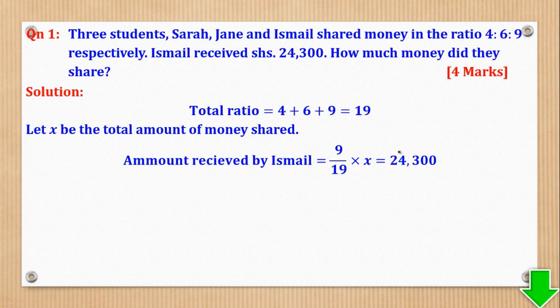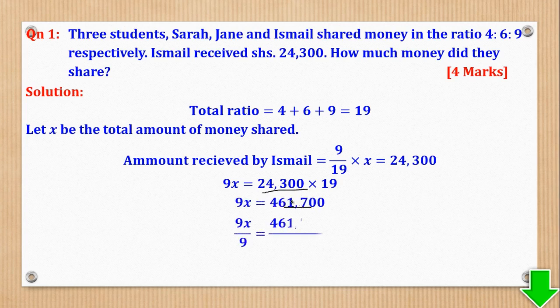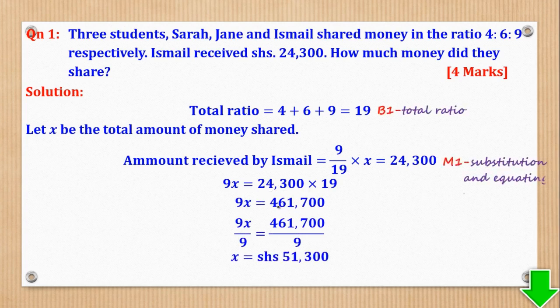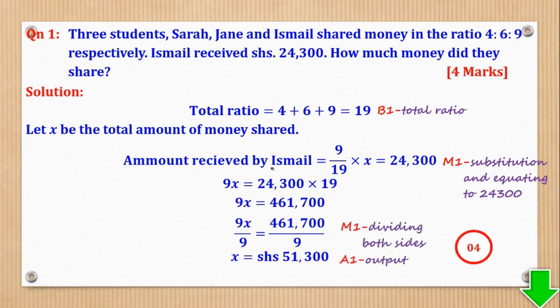Now you have got an equation with only one unknown. So the next thing we have to look for is to find out how to make x the subject. The first thing to do is to cross multiply. I'll take this 19 this side to give me this. Then from there I will divide both sides by 9. Here I'll multiply to give you this, then I'll divide both sides by 9 to give me the value of x. So that is the amount which was shared. And that's how you could get the 4 marks.